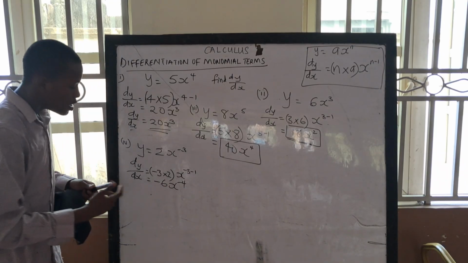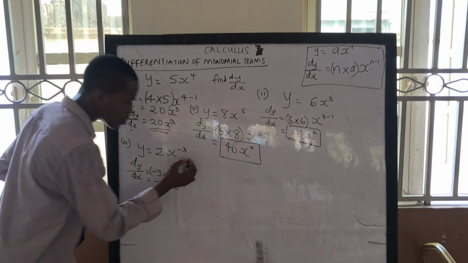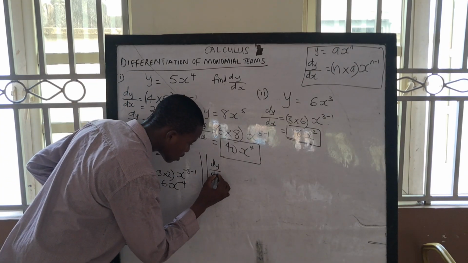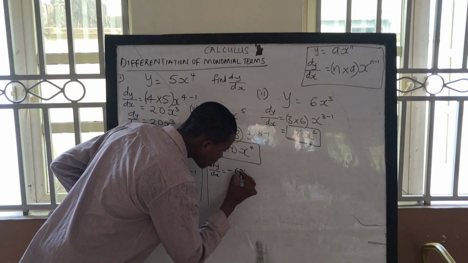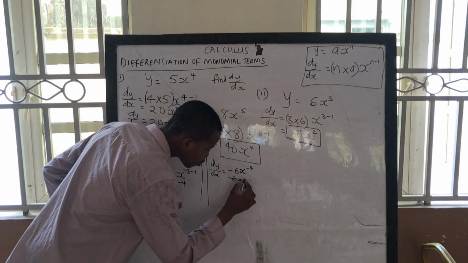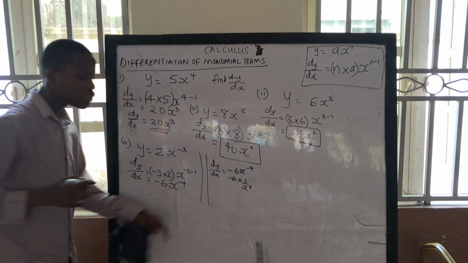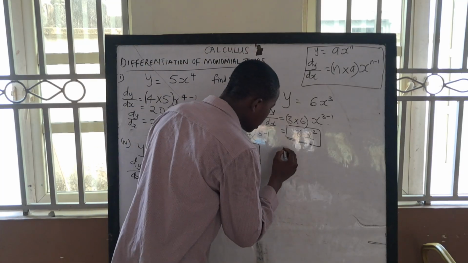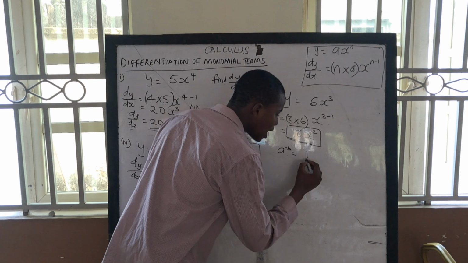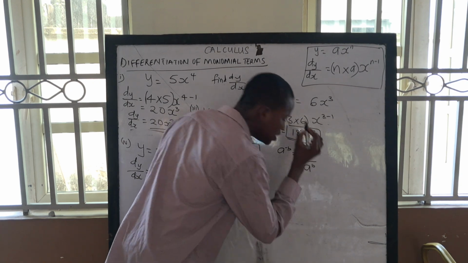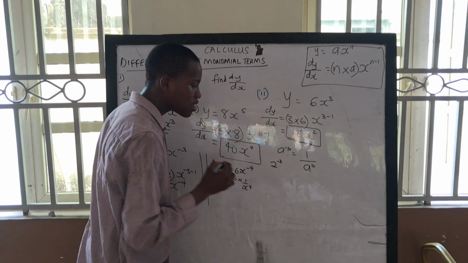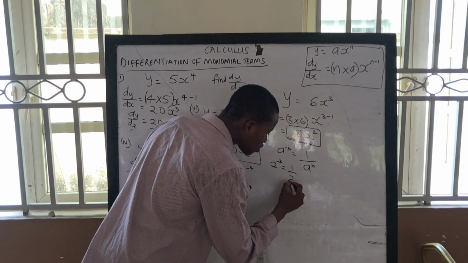You further simplify this minus 6x raised to the power minus 4. This minus 6x raised to the power minus 4 can be written as minus 6 times 1 over x raised to the power 4. Using our indices, if you have a raised to the power minus b, it is the same thing as saying 1 over a raised to the power b. So that means 2 raised to the power minus 3 is the same thing as saying 1 over 2 raised to the power 3.